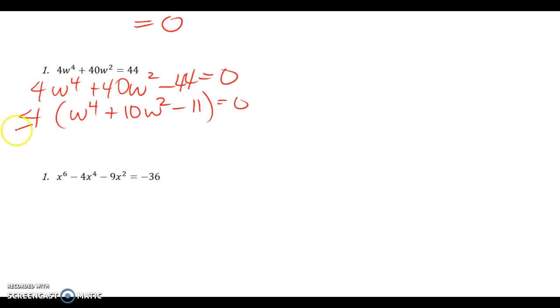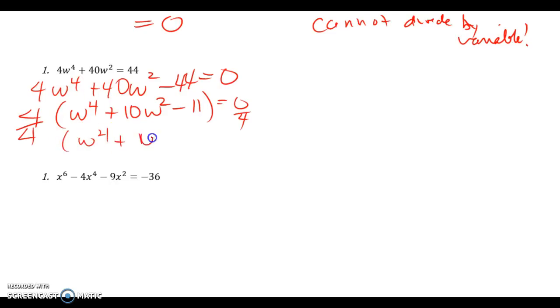Well, when I'm solving, I can divide by a constant. I cannot divide by anything that has a variable. By variable. Cannot do it. Right? Only if it's a constant. So w to the 4th plus 10w squared minus 11.